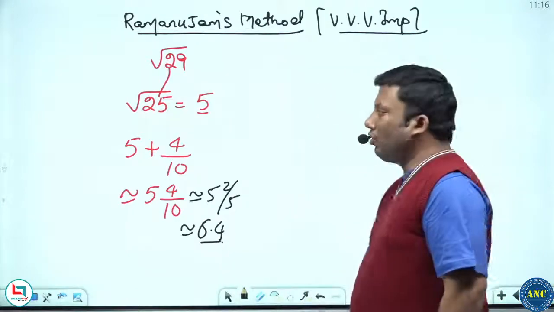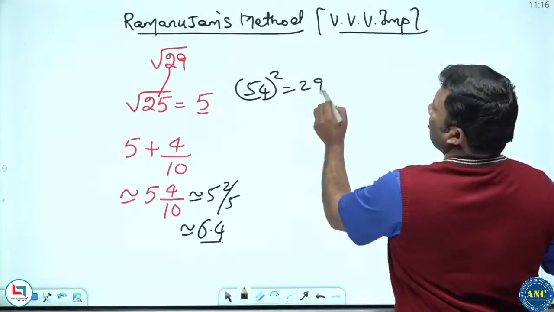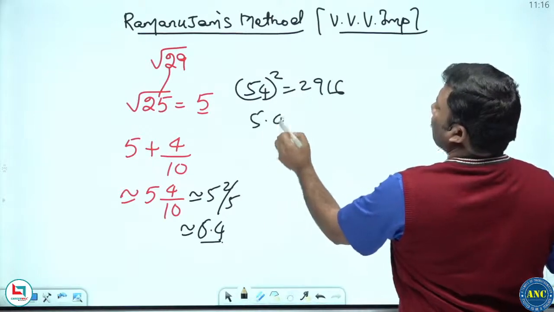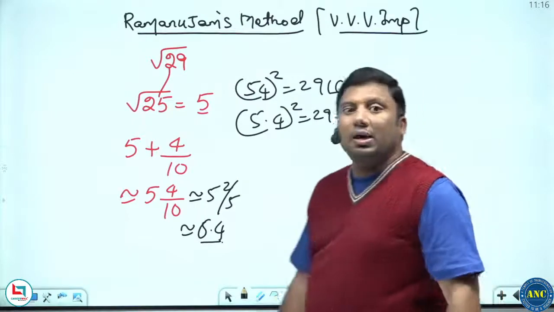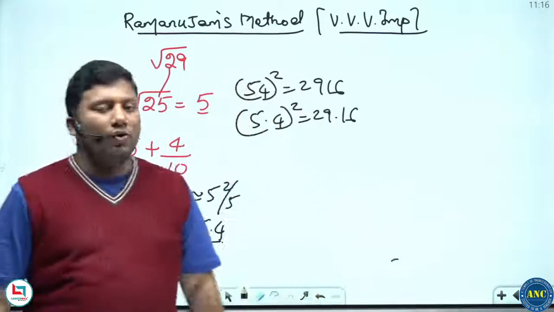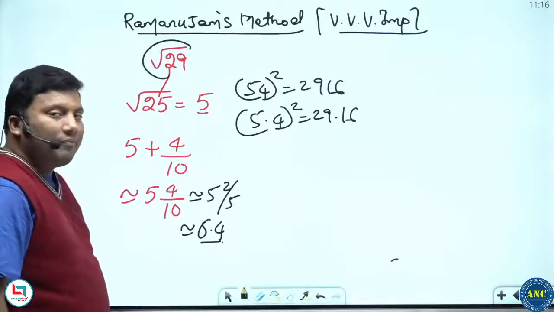5.4. 54 whole square is 2916. So 5.4 whole square is 29.16. 29.16 is very, very close to 29. So this is the value of the square root of 29.